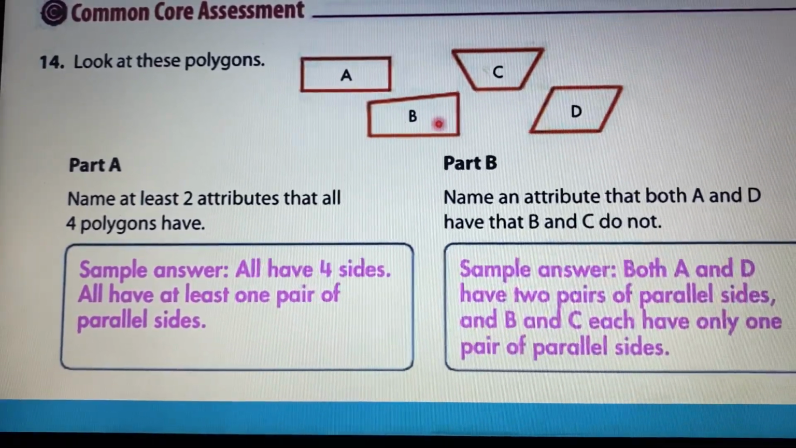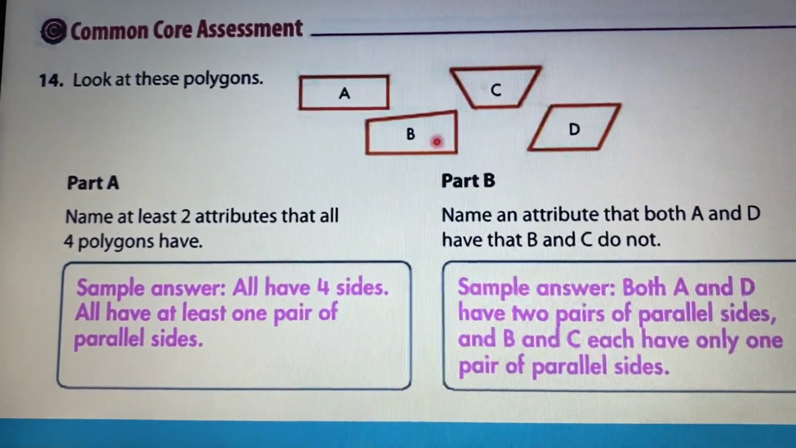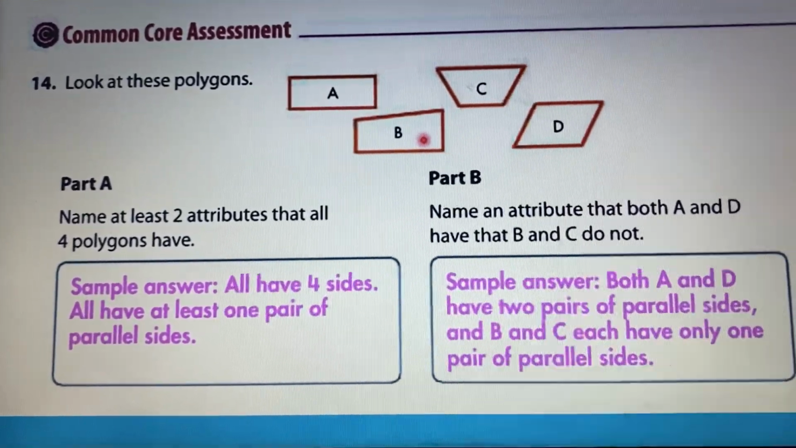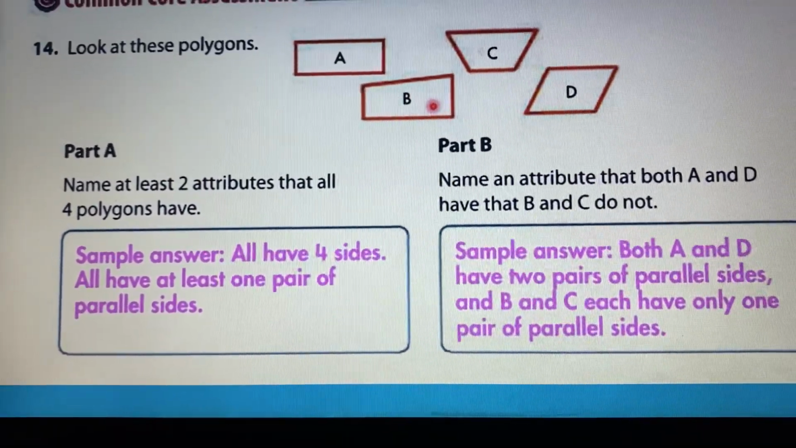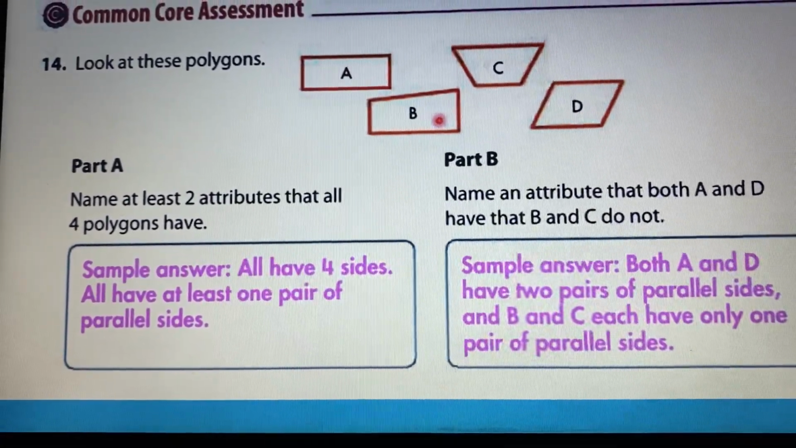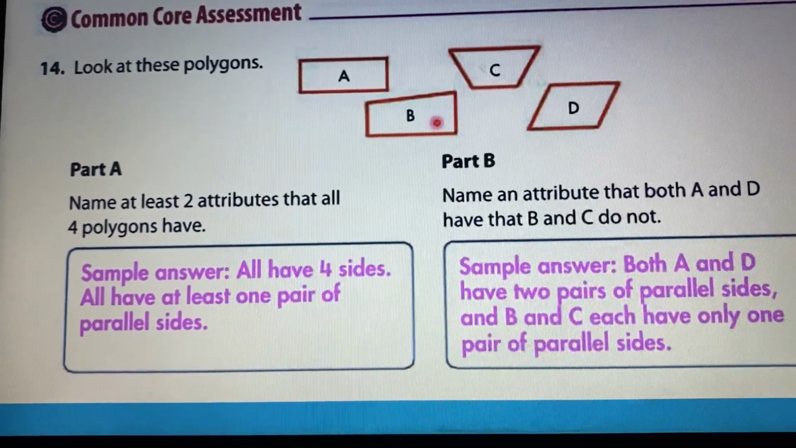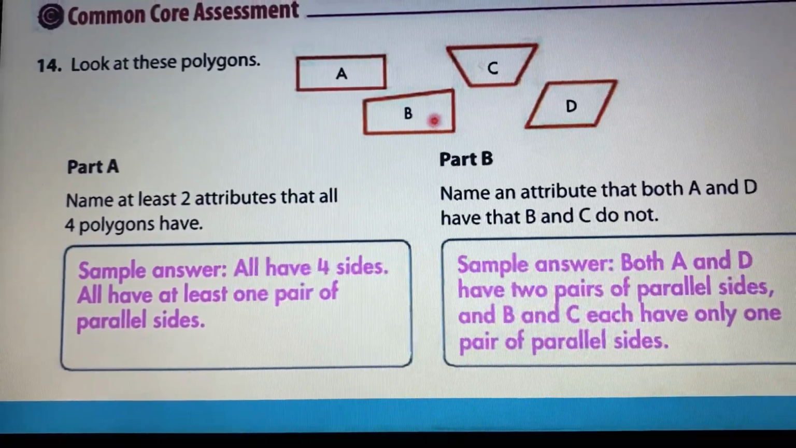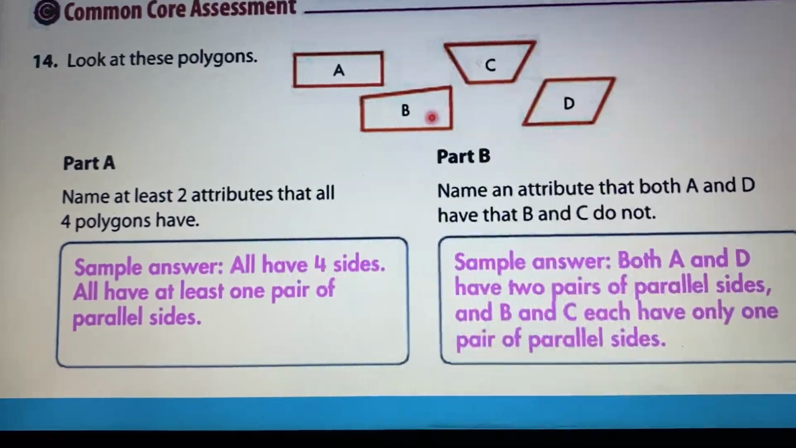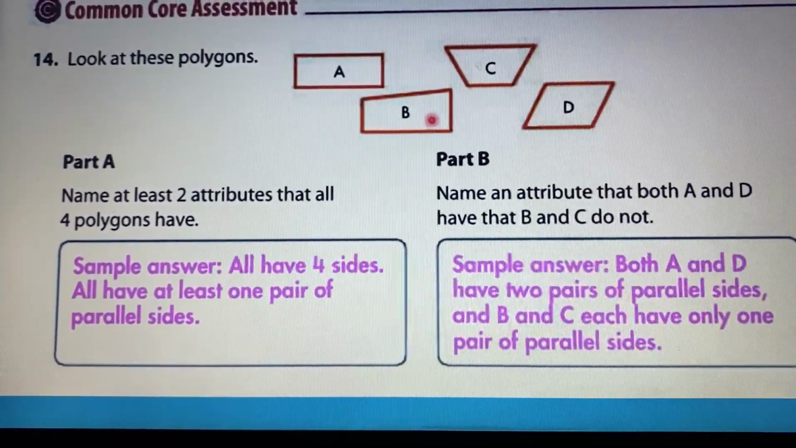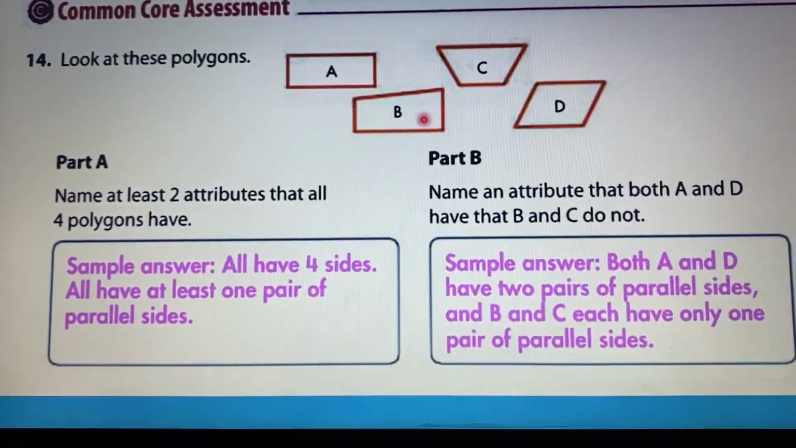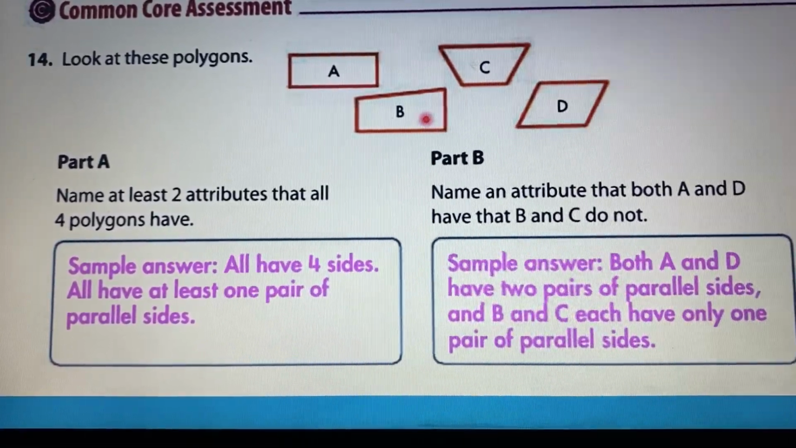These are the attributes. If we want to classify shapes, remember, we look at the number of sides, the number of angles, and also the parallel sides: if they are parallel or not, how many pairs of parallel sides we have, and also if we have right angles or not. We always remember these five things so we can know how to classify the shapes.